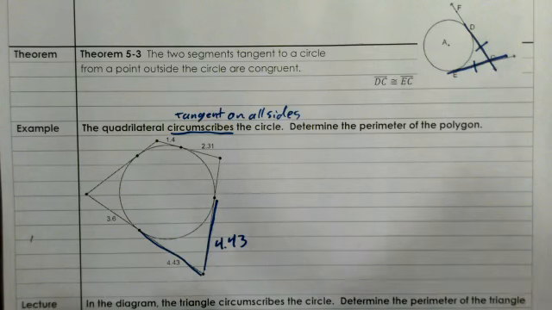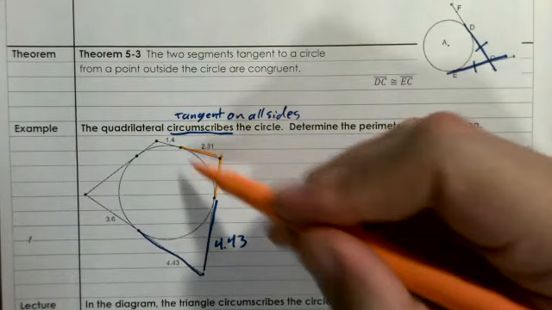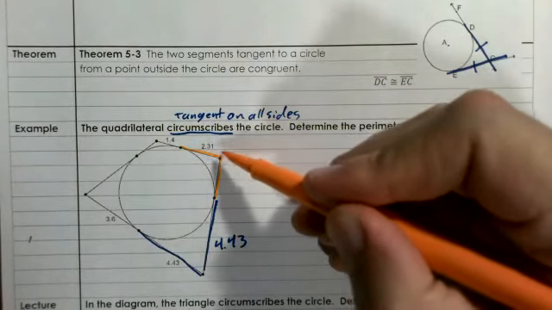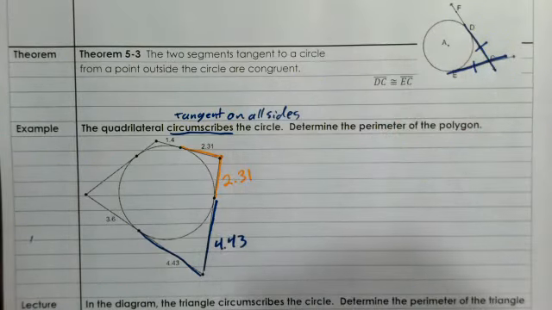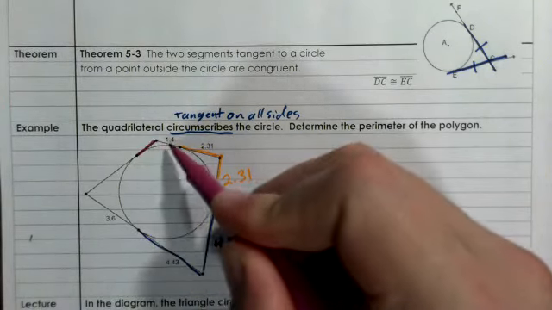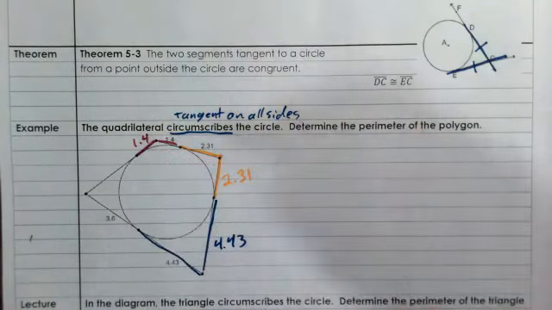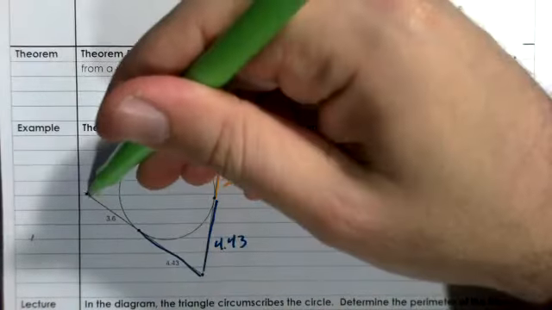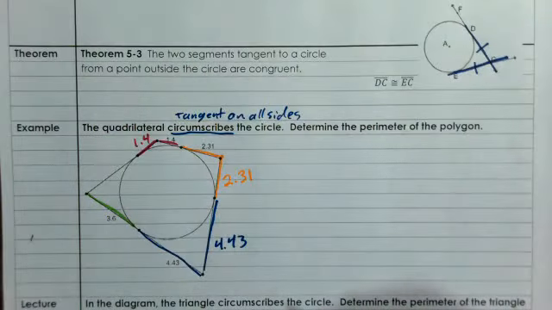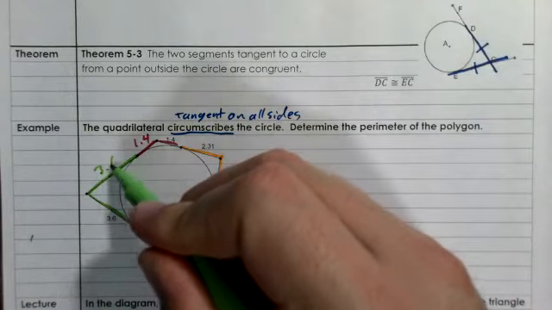We can also say that right here, this line and this line, because these are 2 points of tangency that meet out here, also have to be congruent. So this is 2.31. We can do that again over here. Okay, so this and this, those are both the same, so that is 1.4. And then we've got a final one over here. This 3.6 is going to be the same as this right over here, 3.6.